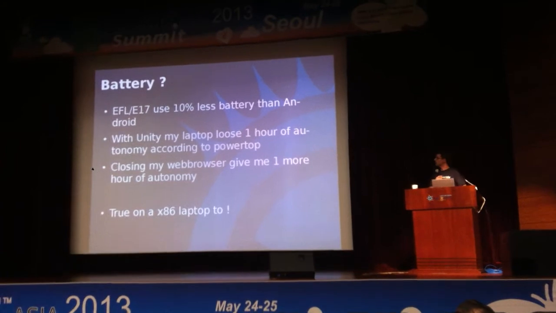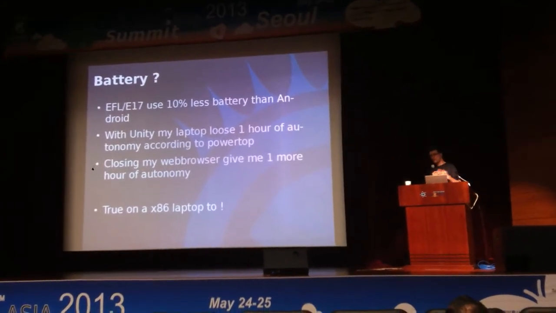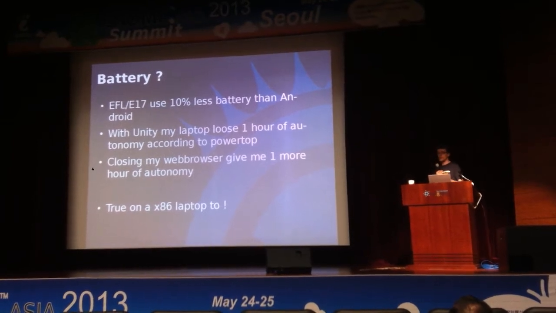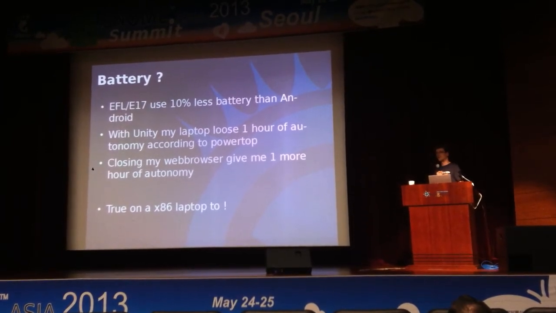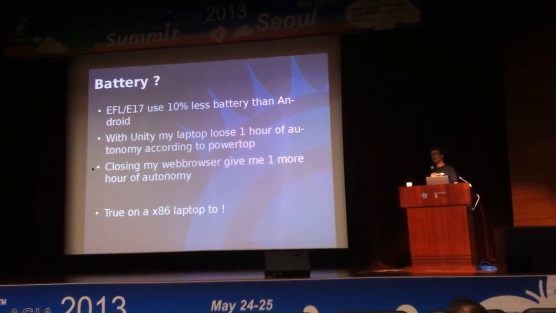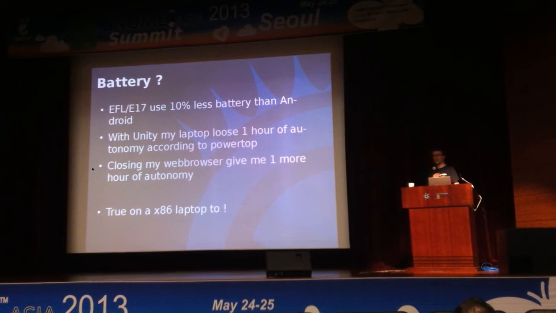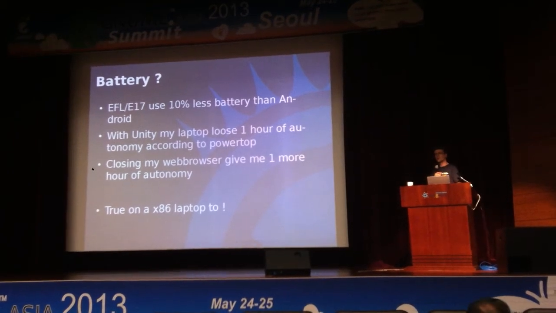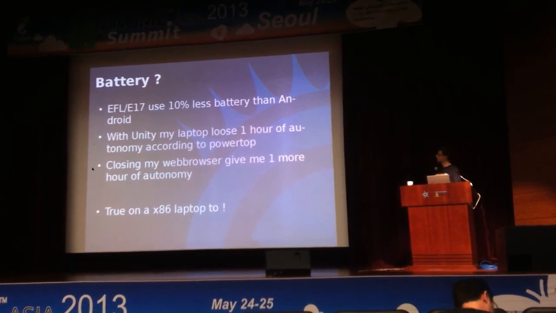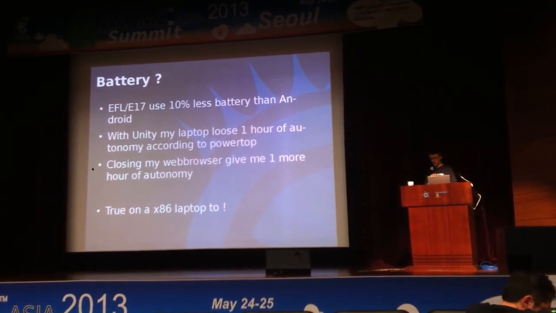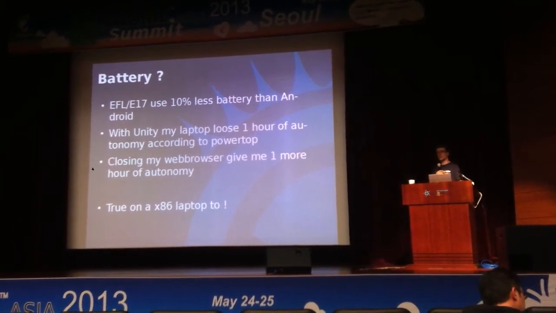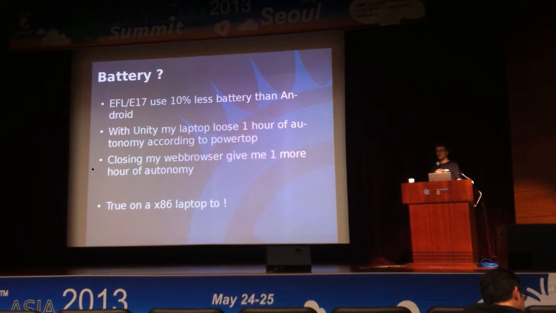And the last thing: by focusing on optimizing this kind of thing, we finally have an EFL environment that is faster than Android itself. And by being faster, we gain battery. So for example, if you build a device with Android, and you use the same hardware with EFL, you will get 10% more battery. That means that if you have 10 hours of autonomy, you will get 11 hours. And if you have 20, I'll let you do the math, and so on. And this is true on a laptop too, because on this laptop, if I use Enlightenment instead of Unity, I am winning 1 hour of battery. This is huge, I mean.